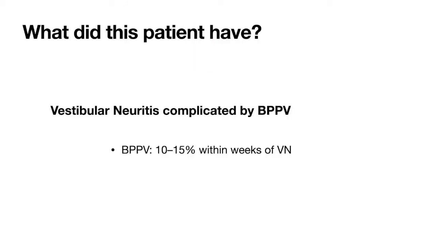So what does this patient have? He had vestibular neuritis complicated by BPPV, and BPPV actually occurs in about 10 to 15% of patients within weeks of vestibular neuritis. It's a complication.